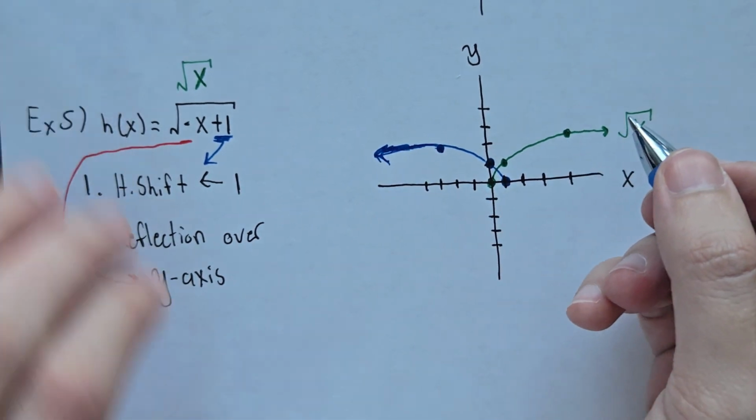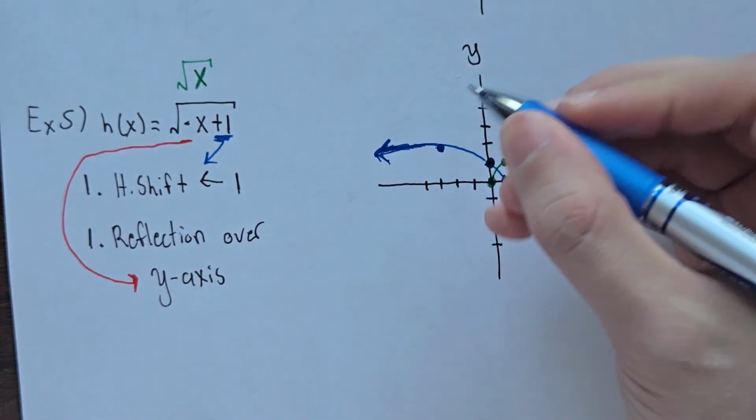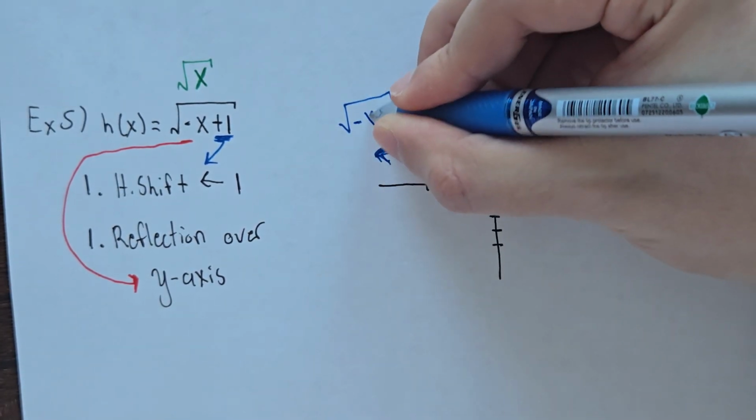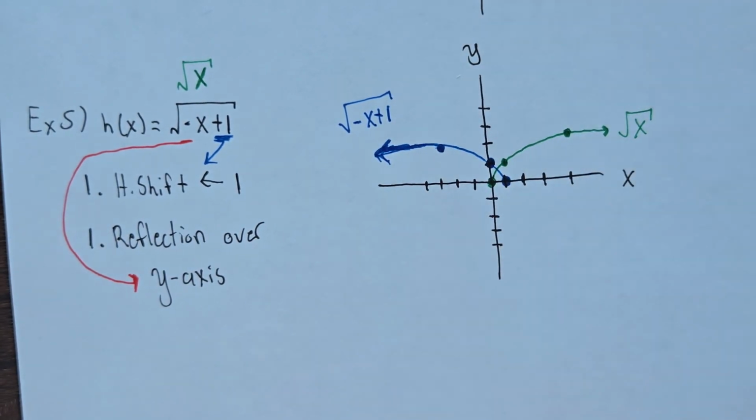But it would look like something like this. And this would be a good graph for my h of x function. This would be the graph of -x plus 1. And this is going to be the general strategy that we take in this section.